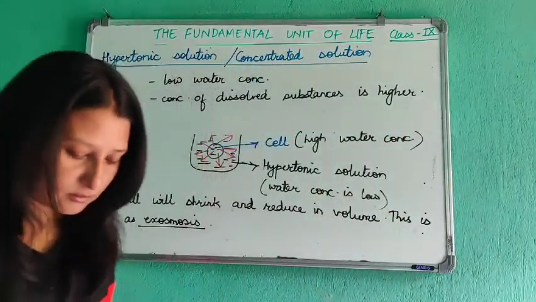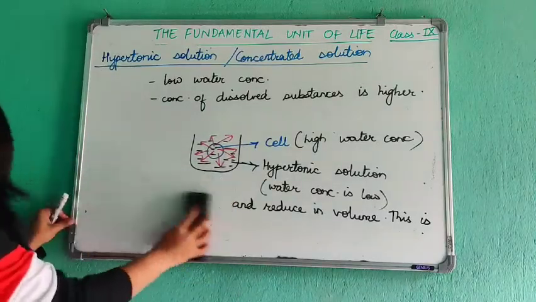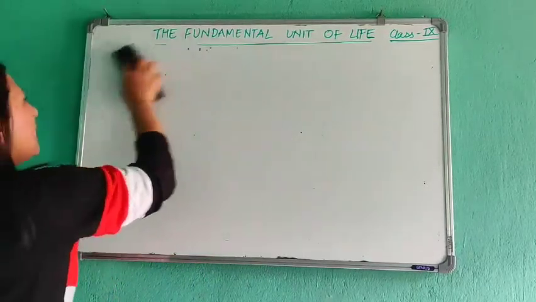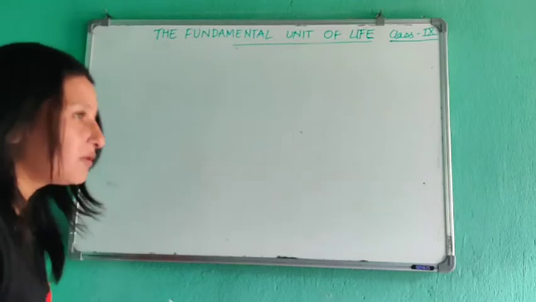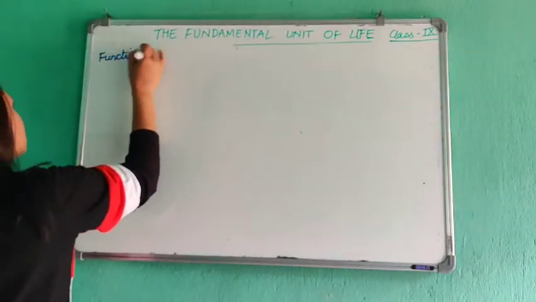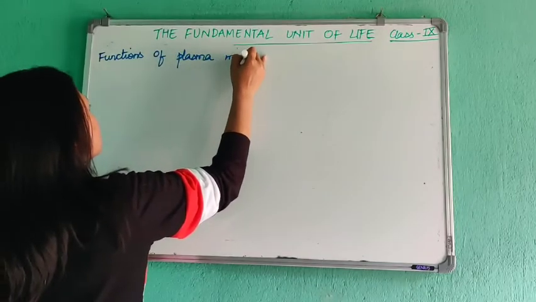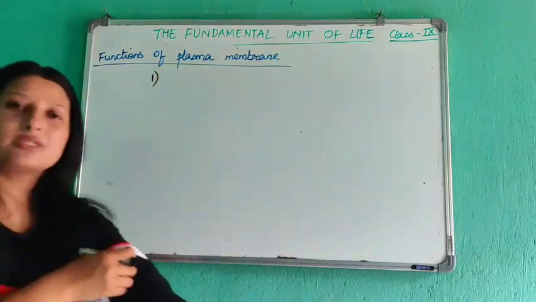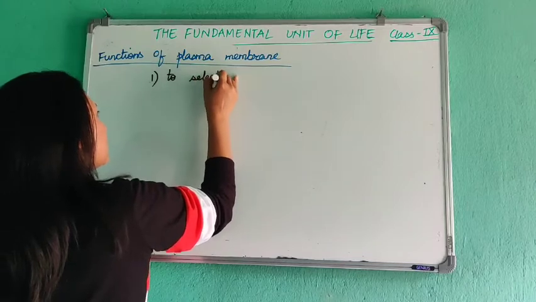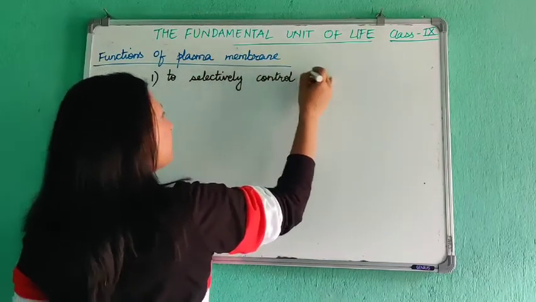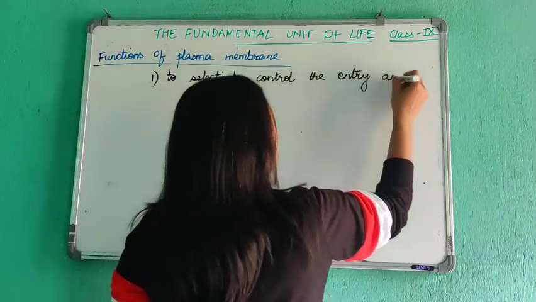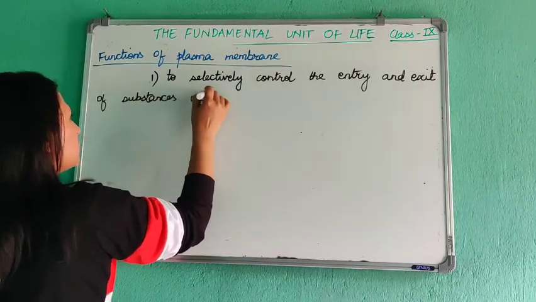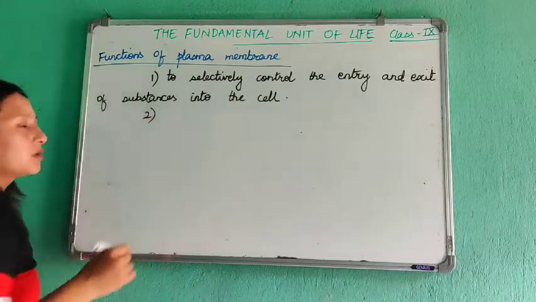Okay, now let us study about the functions of plasma membrane. So यसरी movement हुन्छ substances in and out of the plasma membrane. अब हेरौँ functions. What are the functions of plasma membrane? First function, again main function is to selectively control the entry and exit of substances into the cell.